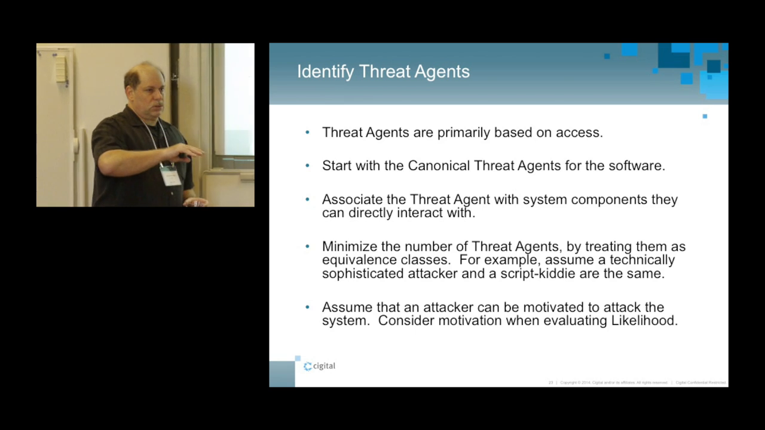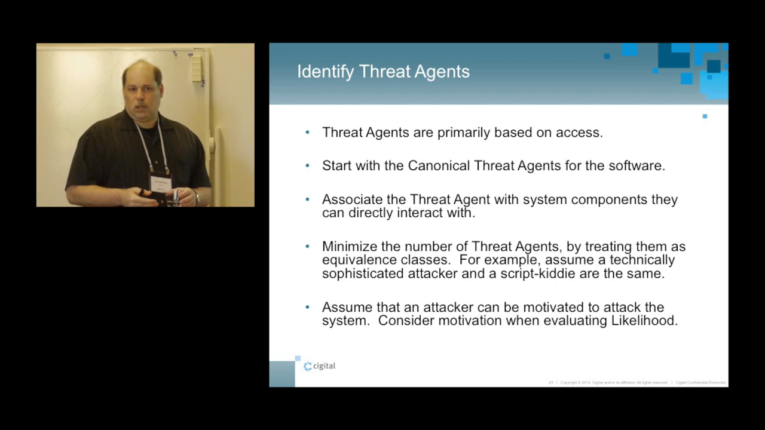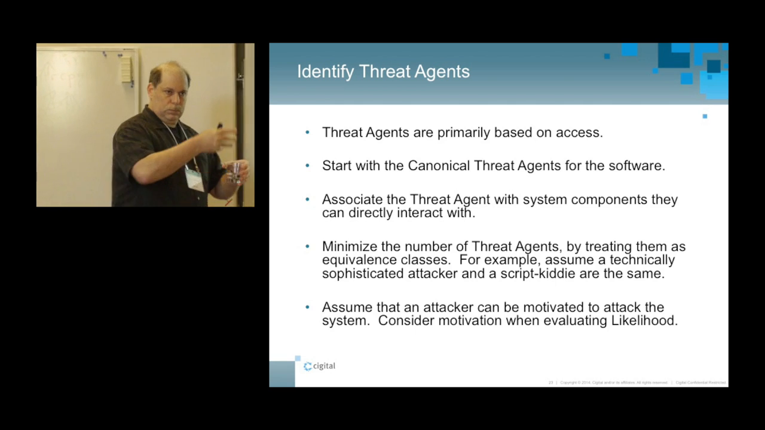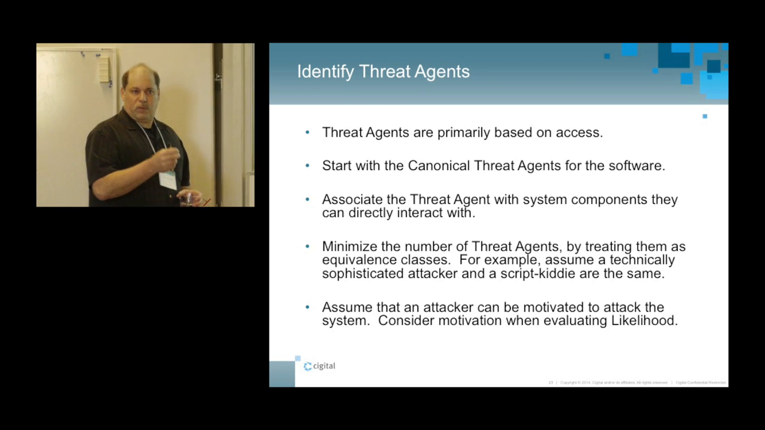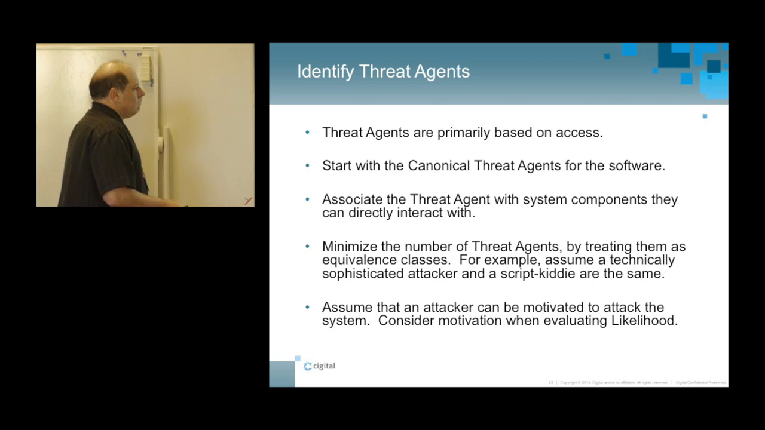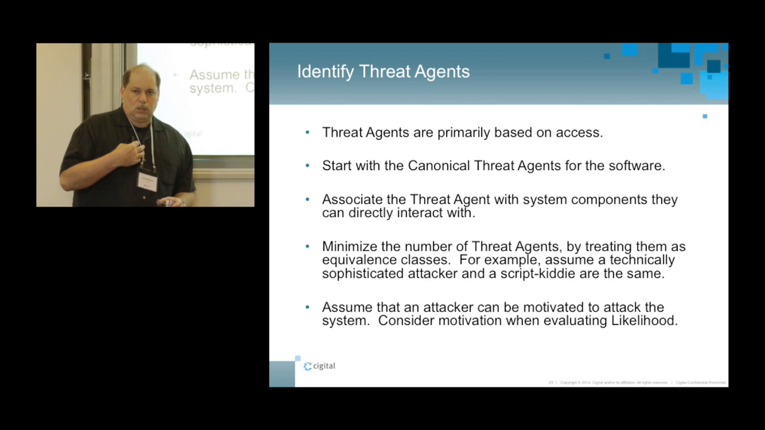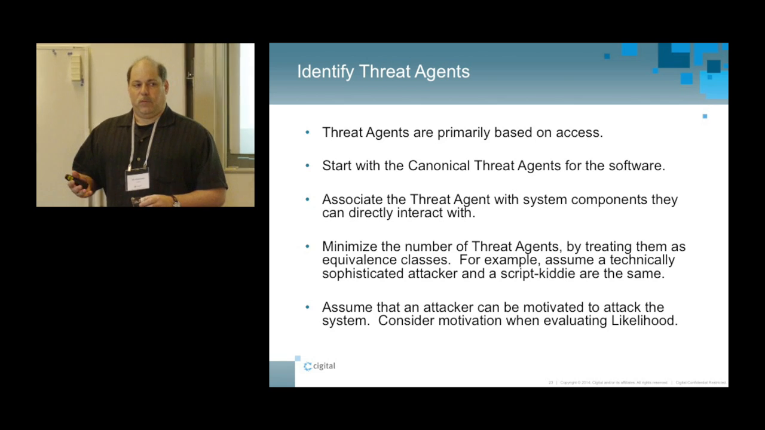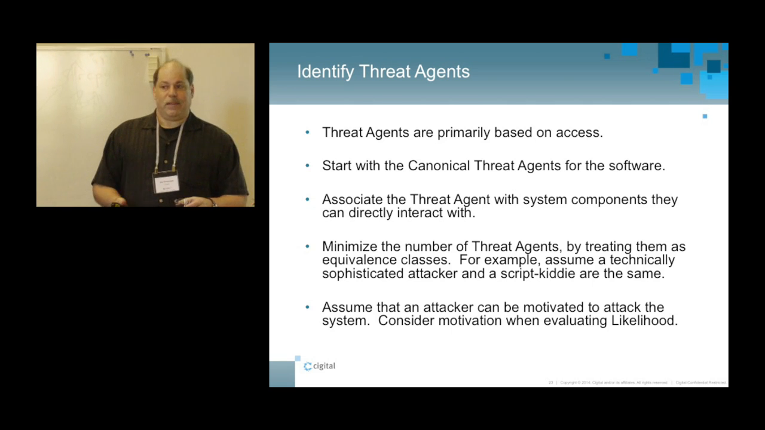Anytime two threat agents are equal enough in capabilities and skills, we use standard equivalence class techniques, and we basically blob them all into a single equivalence class. We want to reduce the number of unique threat agents. Every time we add new threat agents, it's more work to do. And we don't typically consider the motivation of a threat agent. I have no idea what motivates these people. I could care less. I really just care, what can they do?